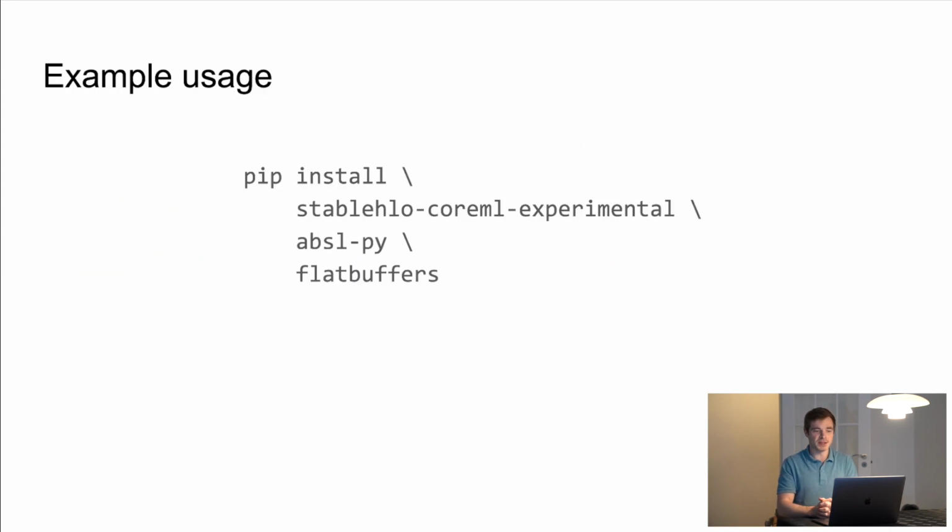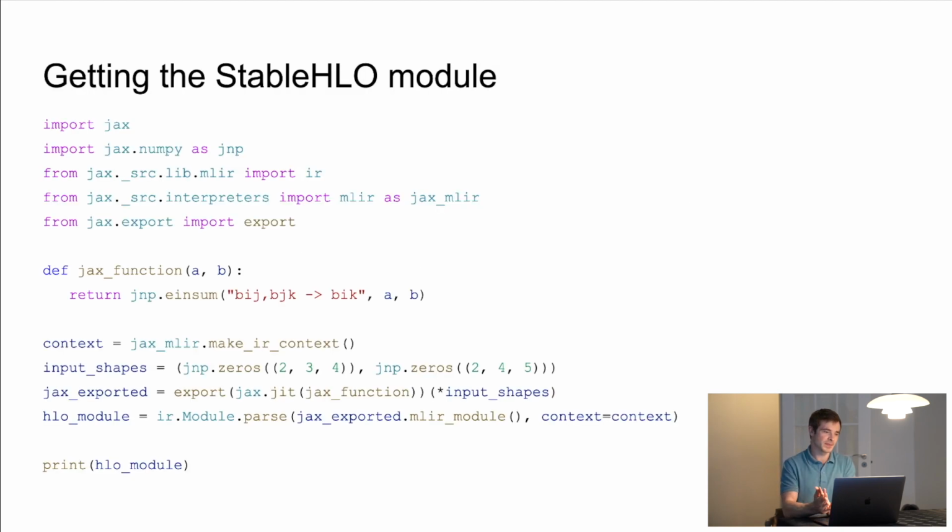So let's move on maybe to how to actually use this. So first of all, you need the package itself. It's called StableHLO CoreML experimental. Just install it through pip. And then you need these two other packages to enable JAX to export your model to StableHLO. Once you have that, you can write your JAX code.